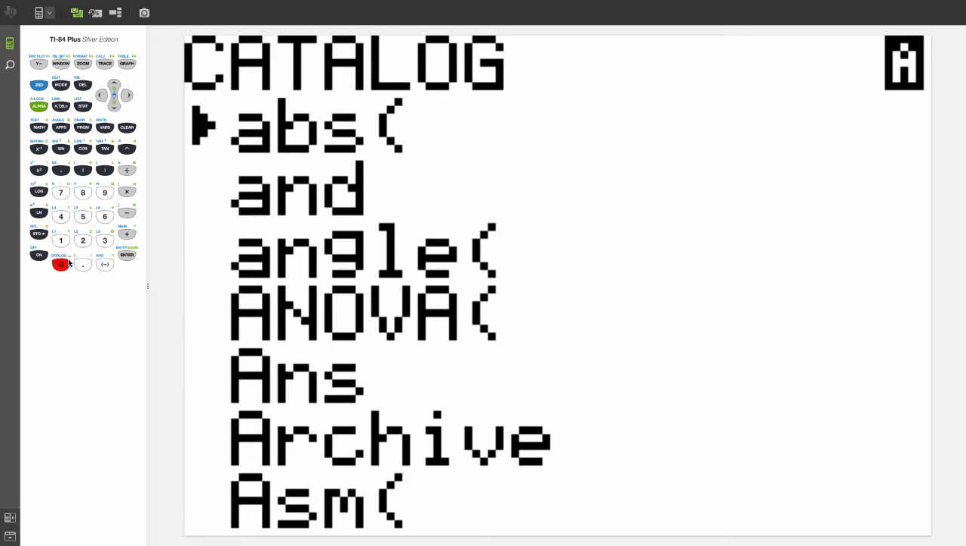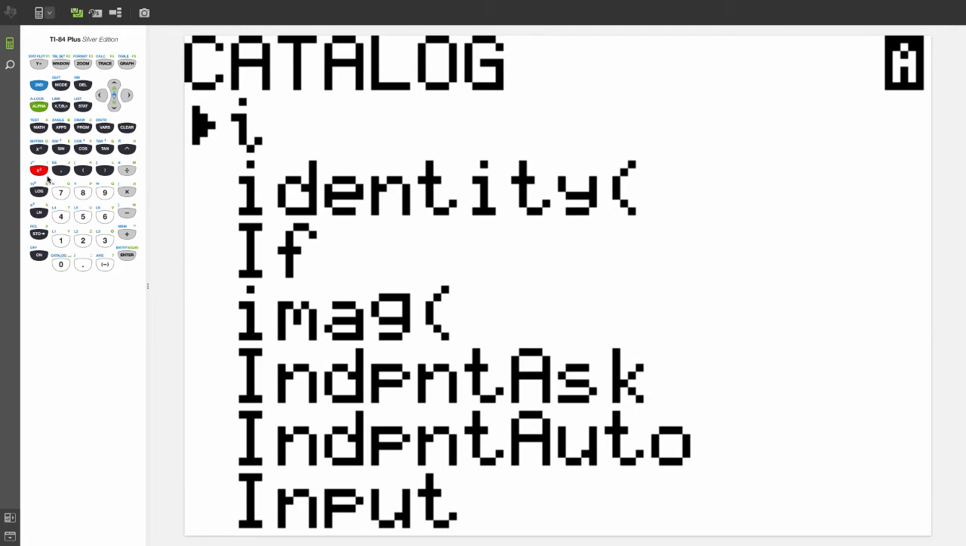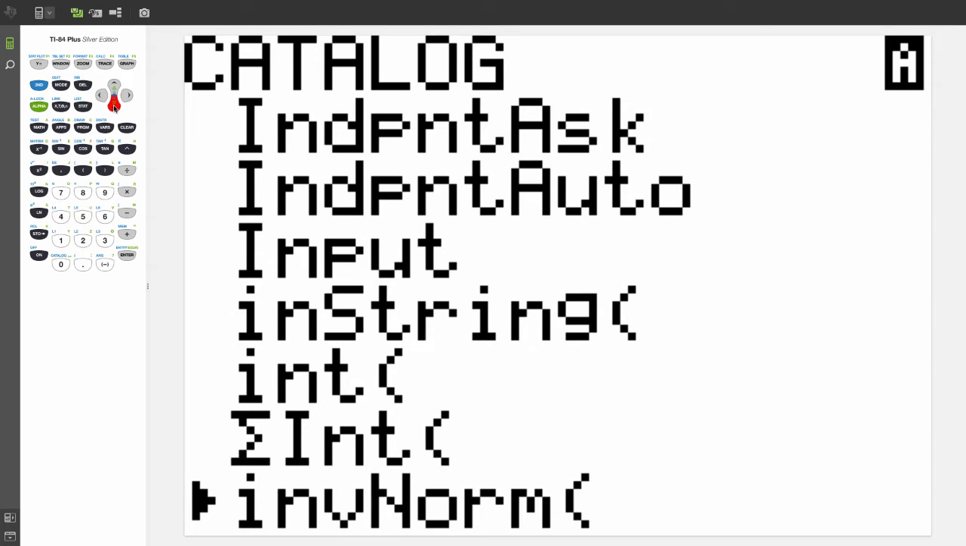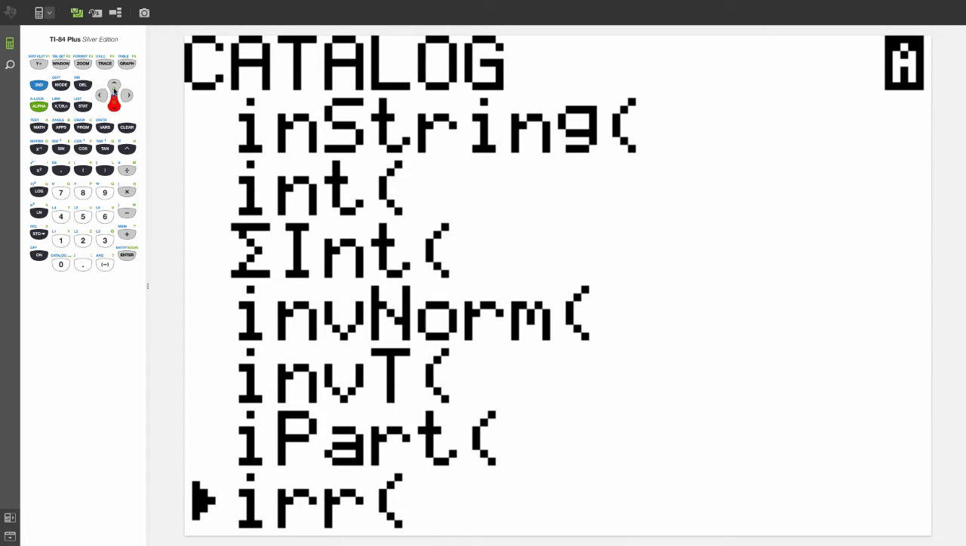Second 0. There we go. This is an alphabetical listing of everything. So if I look at my green buttons and I go for I, it brings me down to the I's. Because it's alphabetical, I'll just scroll through and look if I recognize anything. And I know I'm looking for I part. So let me see where that is. There it is.